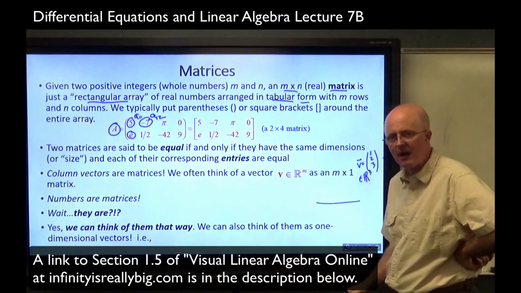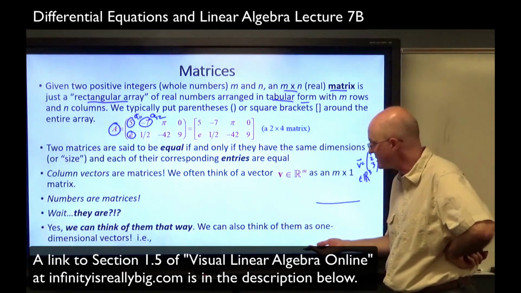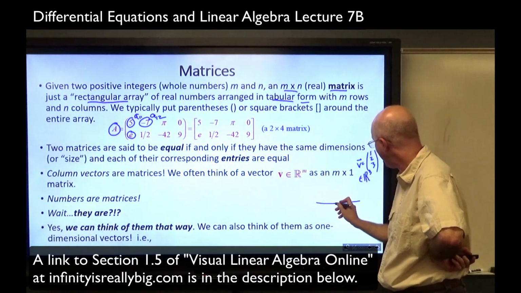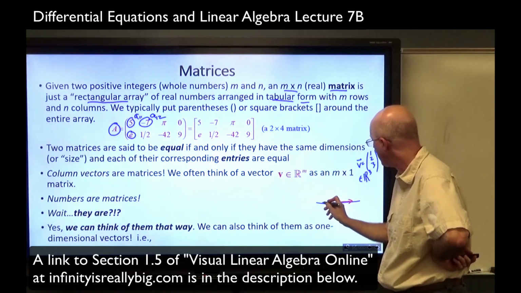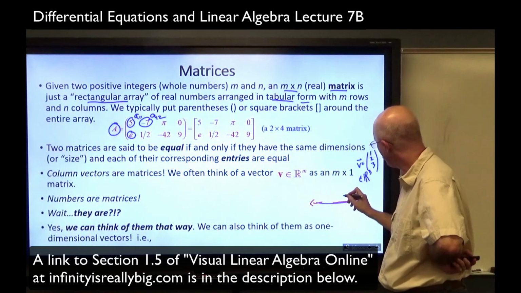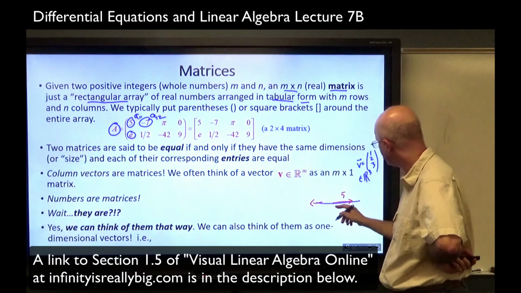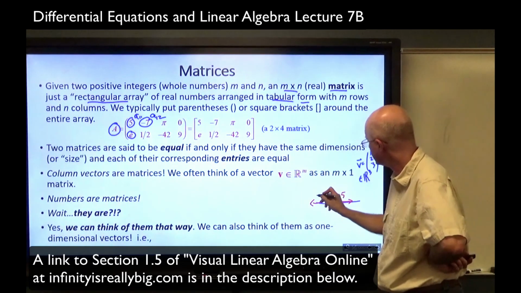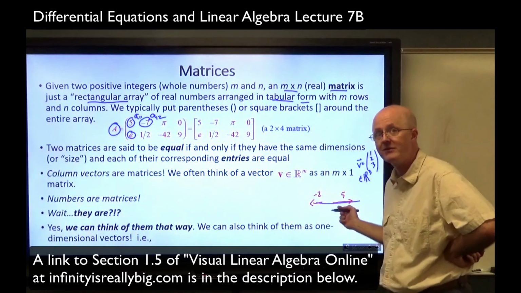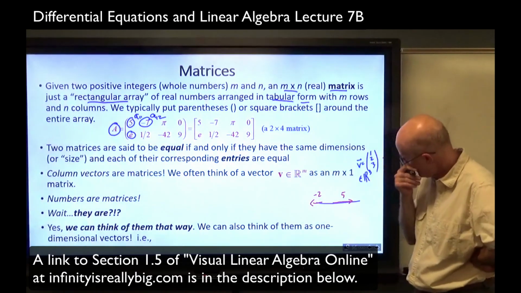A number on a number line could be thought of as a point. That's the way it's usually done, but it could be thought of as a vector: an arrow that's either rightward pointing or leftward pointing. Maybe this arrow represents the number 5 because it points to the right and is 5 units long. And maybe this one represents the number -2 because it points to the left and is 2 units long.